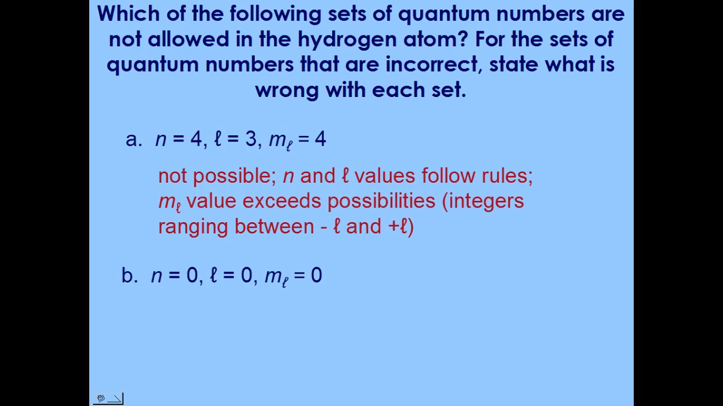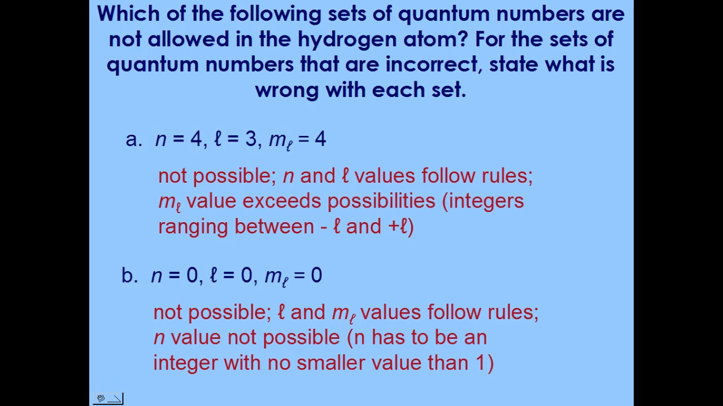And then our second example, n of 0, L of 0, ml of 0. The problem with this one is from the beginning. Your n has to start with 1 and go up as an integer. L has to be up to n minus 1, and 0 minus 1 isn't possible, it doesn't give you anything new. ml would be fine for an L of 0, but again, you can't have an n of 0. And so that's why we have a problem.